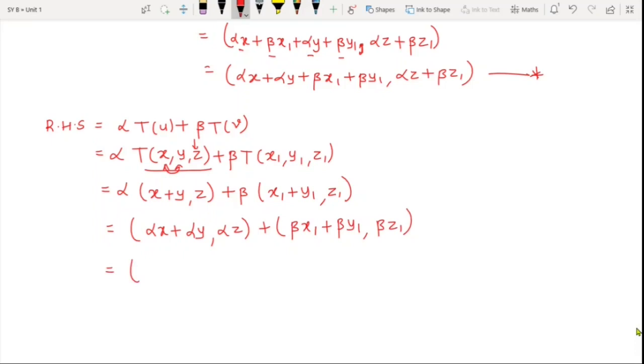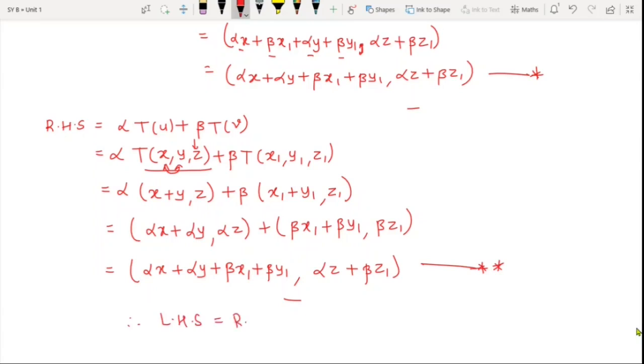now you know how to add two elements of R2. This will be alpha x plus alpha y plus beta x1 plus beta y1, comma, alpha z plus beta z1. Now observe star and double star carefully. You can say that they are same, right? So therefore LHS is equal to RHS. This is from star and double star, and therefore we can say that T is a linear transformation.